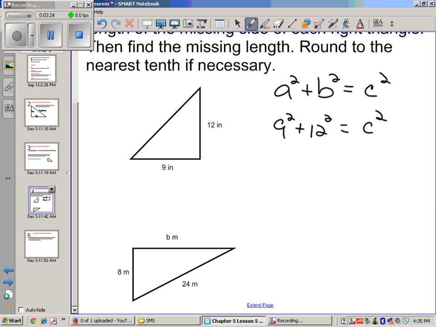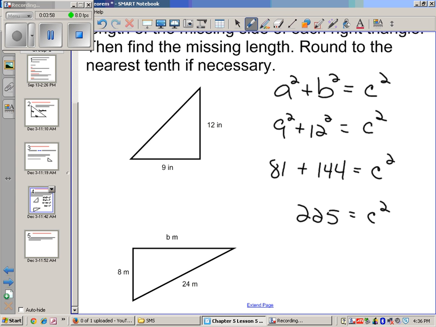Okay, you square those both. You get 9 times 9 is 81, plus 12 times 12 is 144, equals c squared. Some of this might look familiar. This once again goes back to former lessons, chapter 2, where we had to work with squares. Okay, so now we add 144 plus 81. That gets us 225 equals c squared. Remember, we're solving for c, not c squared.